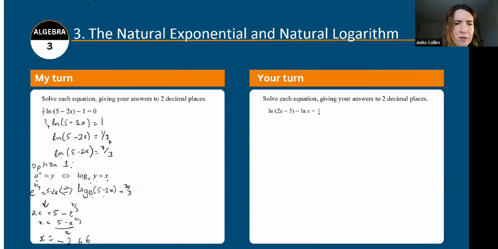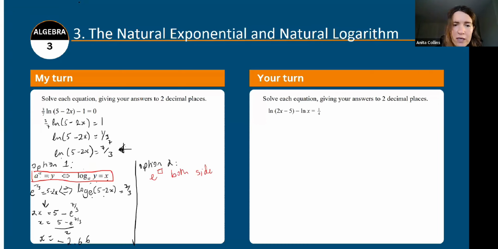2.66. So I said there was 2 ways of doing this. Let's look at option 2. And option 2, we're dealing with logs. So what we could do is do e to the power of both sides. We're coming from here. So we're going to do e on both sides.